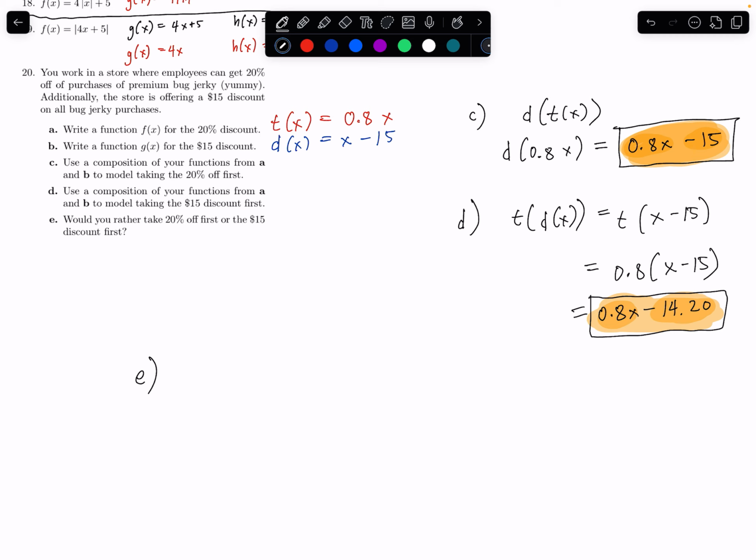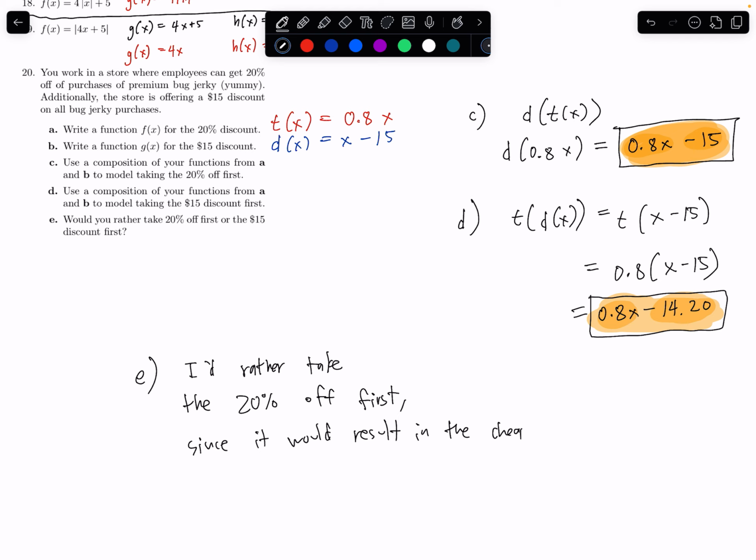Letter C means taking the 20% off first. I'd rather take the 20% off first, since it's cheaper that way, or it would result in the cheapest cost.